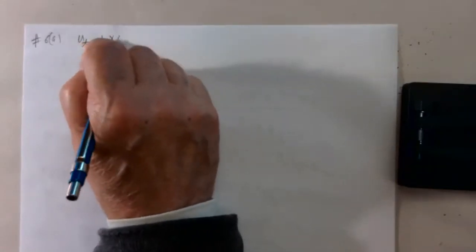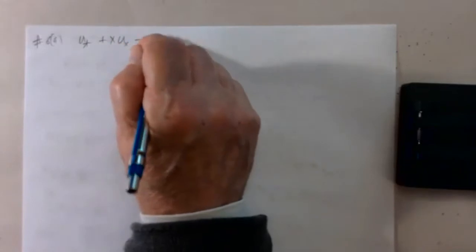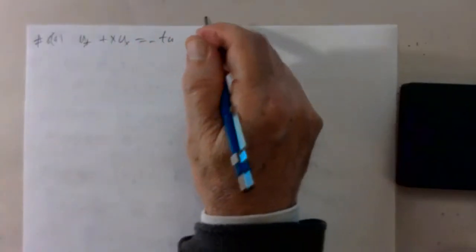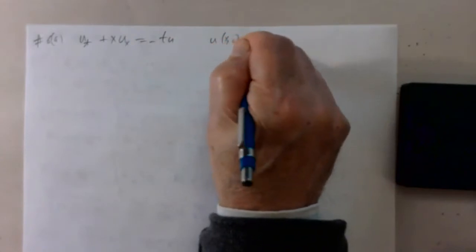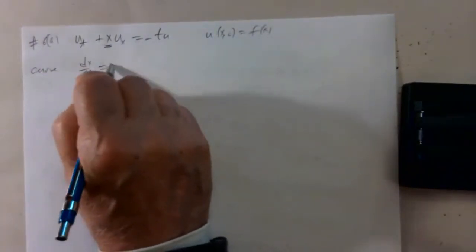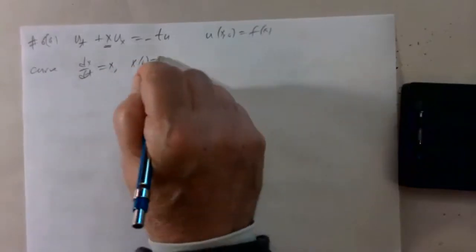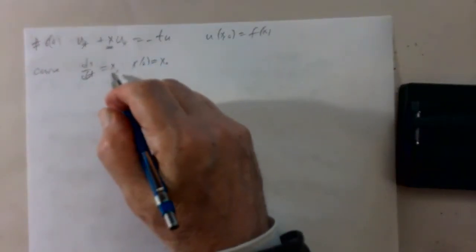So problem 6A. We have the differential equation, partial of u with respect to t plus x times the partial of u with respect to x, is minus t times u, and the initial condition, u of x, 0 is f of x. So this is my function multiplying u sub x, that's my c of x,t. My curve is the curve you get by dx/dt equals x, x of 0 equals some number that I'll call x naught.